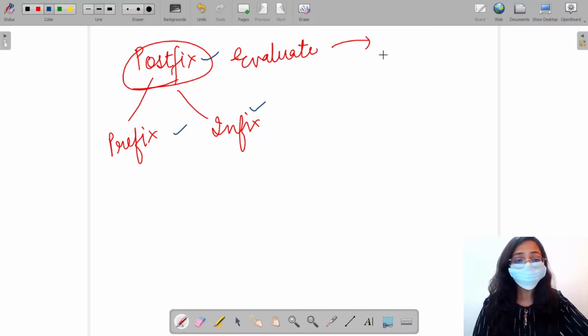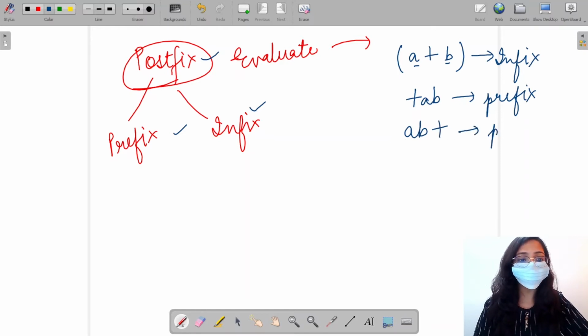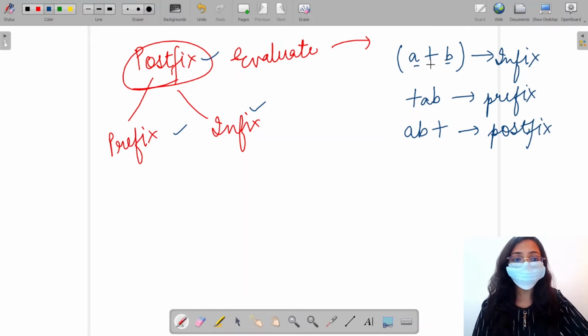So in our daily lives, we have always seen expressions like this, where we have two operands and the operator lies between them. Any expression which is like this is known as an infix expression. In case where the operator precedes the operands, it is known as prefix. And the expression where the operands are before the operator is known as postfix. So it's all about the position of the operator. If it lies between the operands, it is known as infix. If it lies before the operands, it is known as prefix. And if it lies after the operands, it is known as postfix.